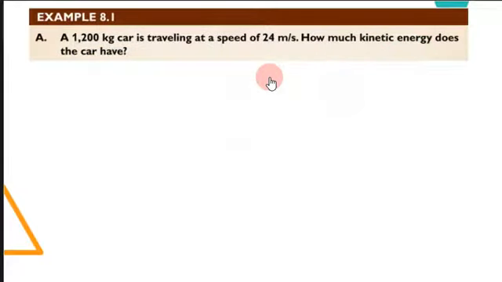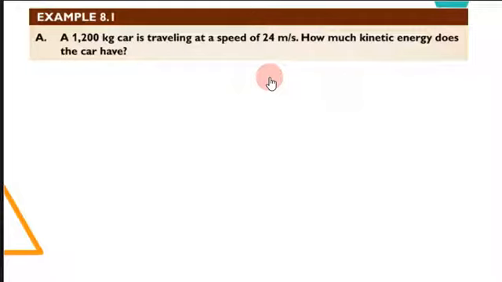All right, so here's our first example. You have an example there? Mm-hmm. A 1,200 kilogram car is traveling at a speed of 24 miles per second, or sorry, meters per second. How much kinetic energy does the car have? All right, who has that? What's the formula? KE equals what? 1/2 times m times v squared. Okay, right. Is the answer 14,400?